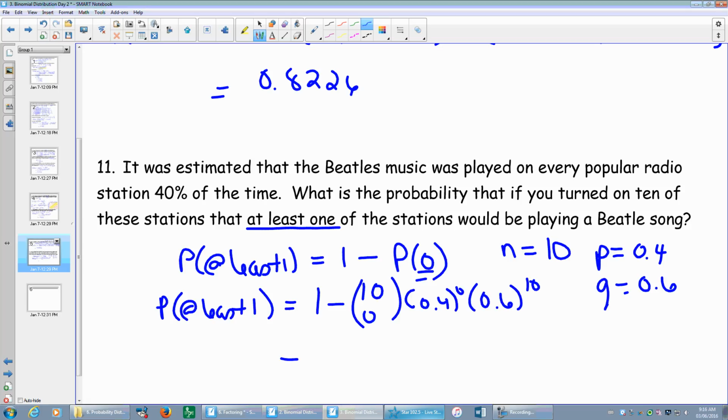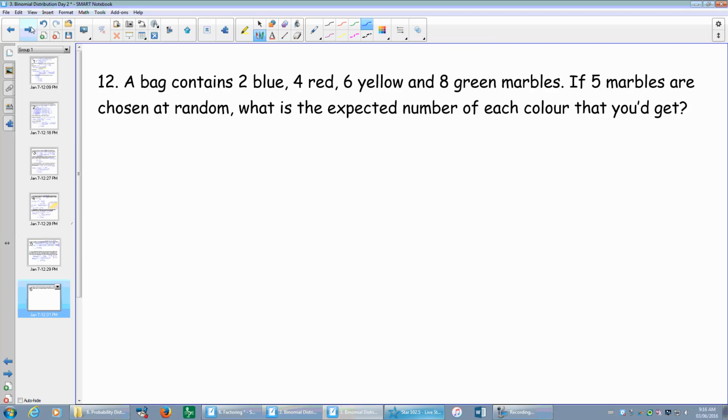Very good. And when I plug that all into my calculator, you get 0.9940. So there's a 99.40% chance that at least one of the stations will be playing a Beatles song. Okay, last example. A bag contains 2 blue, 4 red, 6 yellow, and 8 green marbles. If 5 marbles are chosen at random, what is the expected number of each color you get?